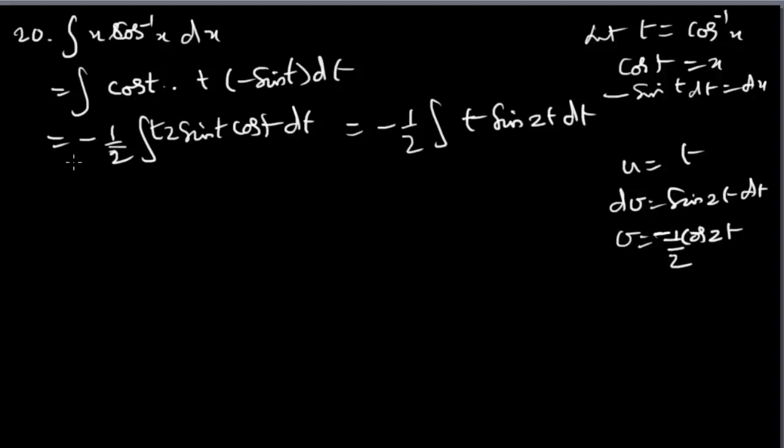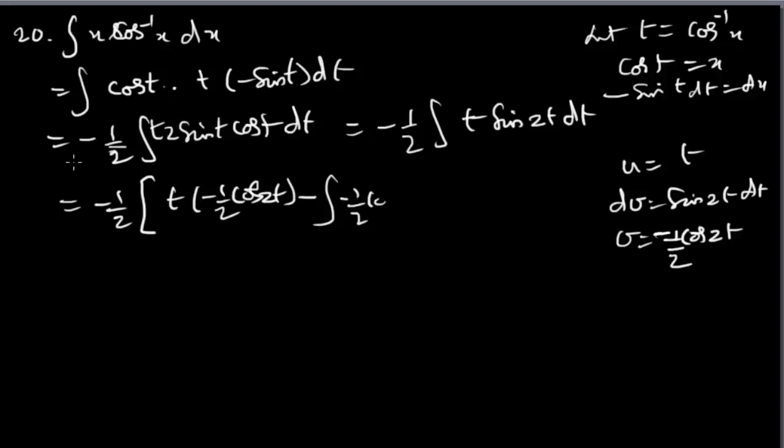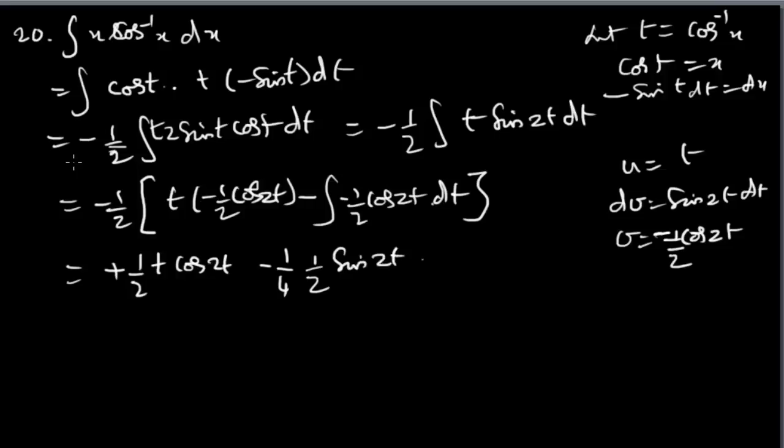So now this is minus half big bracket uv. U is t into minus half cos 2t minus integral v, minus half cos 2t, into du, which is dt. Now minus into minus is plus half t cos 2t, minus into half, 3 minus signs, is minus 1 by 4. Integration of cos 2t is half sin 2t plus c.